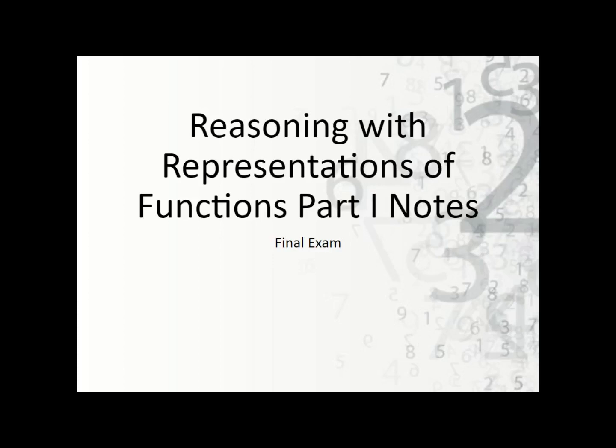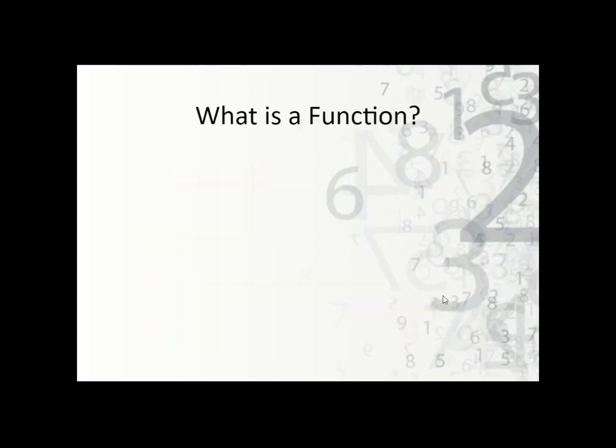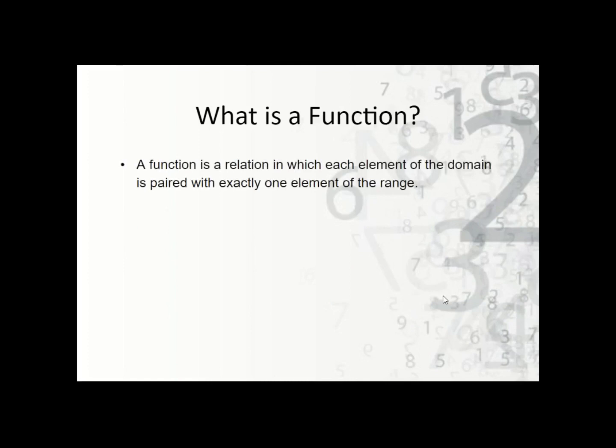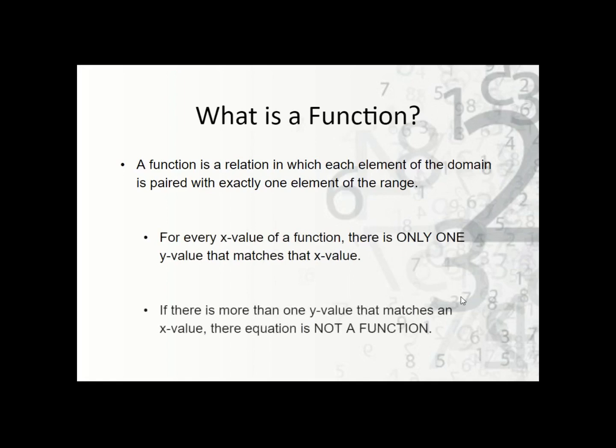Let's take a look now at the Reasoning with Representations of Functions Part 1 notes. The notes begin with the learning goals and success criteria. Now, what is a function? A function is a relation in which each element of the domain is paired with exactly one element of the range. So that means that for every x, there's exactly one y that matches with that x value. If there is more than one y to match up with an x, then it is not a function.